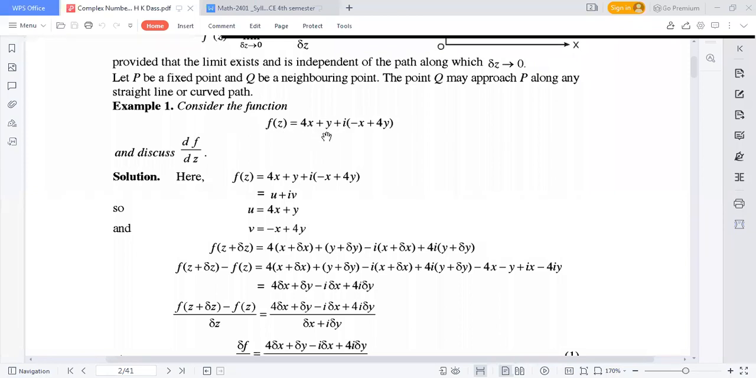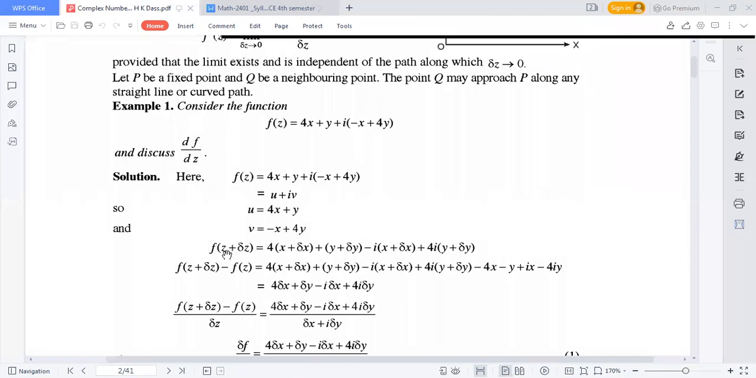Consider the function f of z equals 4x plus y plus i into minus x plus 4y. That means the real part is 4x plus y and the imaginary part is minus x plus 4y. We have to find the differentiation of f with respect to the complex variable z. So we are given f of z equals 4x plus y plus i into minus x plus 4y. The real part will be u and the imaginary part v, so u equals this and v equals this one.